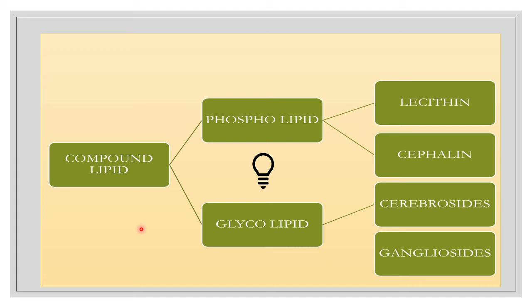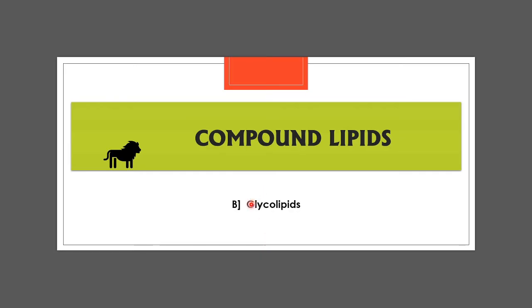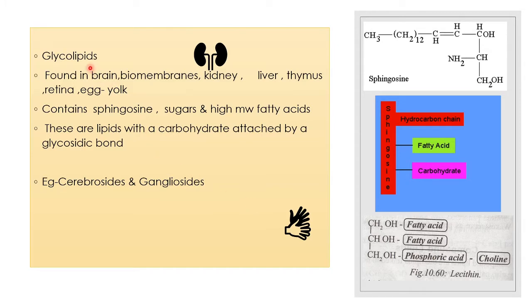We have seen the division of the compound lipid into phospholipid and glycolipid. So lecithin and cephalins come under the phospholipid. In this video, we'll see glycolipids and their examples. What are the examples under glycolipid? Glycolipids are found in brain, biomembrane, kidney, liver, thymus, retina, egg yolk, etc.